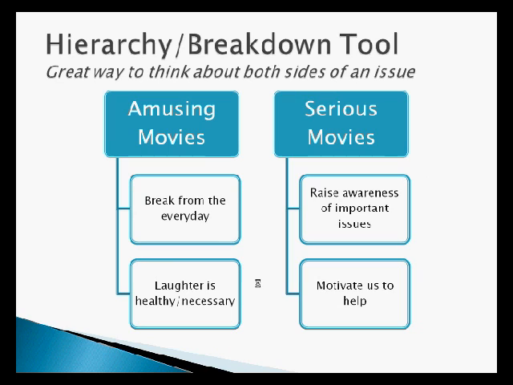So for example, when thinking about amusing movies, I just think about, well, they provide a break from the everyday routine. And of course the idea is that laughter is a big part of being amused. So in this case we could argue that laughter is very healthy and necessary. Serious movies, on the other hand, do have other issues that are just as important, but perhaps in a different way. So, for example, they help raise awareness of important issues, or they can even motivate us to help some particular cause that might be the focus of the film.